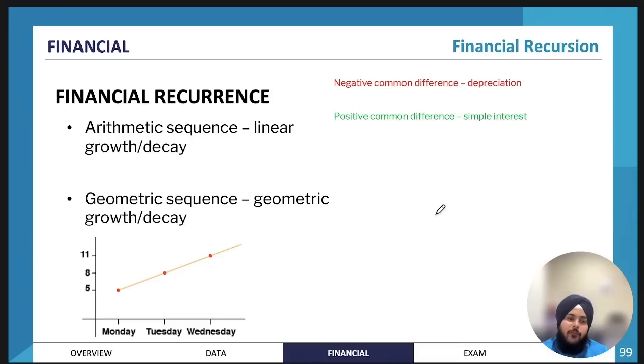Okay, so now we'll look at financial recurrence. When we're looking at financial recurrence, there can be two particular scenarios. We can either have depreciation, which is a negative scenario where the values are decreasing over time, or we can have a simple interest scenario where the values are increasing over time. Simple interest will actually depend on whether you have simple interest on a loan or an investment. But usually, if it's an investment, we will have simple interest, which means that the value is increasing by a certain amount every time.